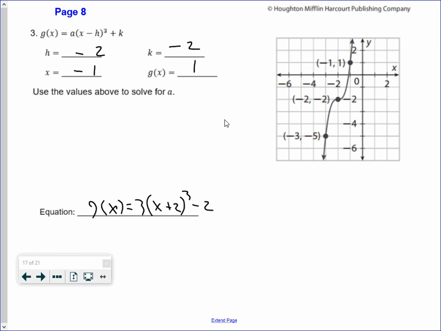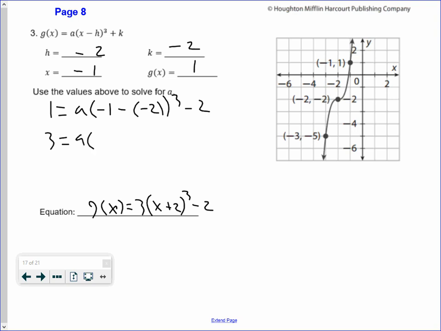My hk point is -2, -2. That's just the point where the graph kind of curves into it and curves back out. I decided to go with -1, 1. It doesn't matter which point you want to use, that one or -3, -5. You should get the same a value regardless. And when I plug that in, I get 1 equals some a value of my x of -1 minus my h of -2, all cubed, minus 2. Add the 2 over, I get 3 equals a.